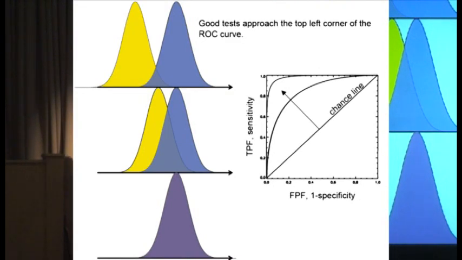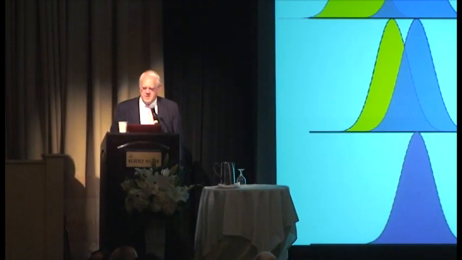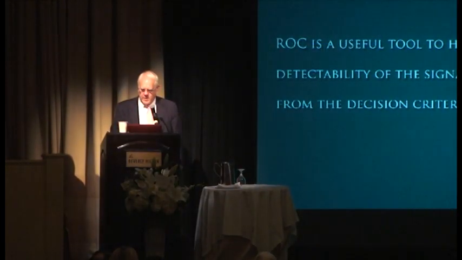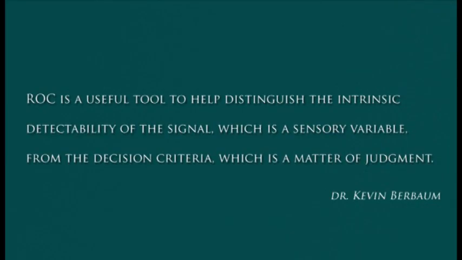So ROC curves are very, very powerful to understand sensitivity and specificity. That's all they're really used for. So Dr. Birbaum says, ROC is a useful tool to help distinguish the intrinsic detectability of the signal, which is a sensory variable, from the decision criteria, which is a matter of judgment. And I hope I've made that clear. It's a matter of judgment. What errors and what kind are you prepared to make as you move this decision threshold back and forth?